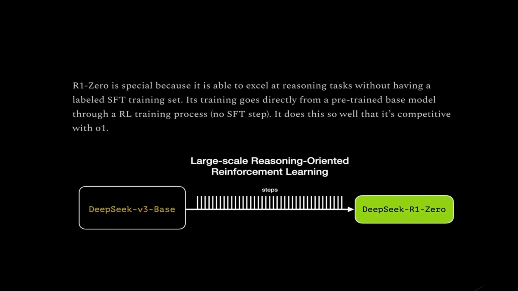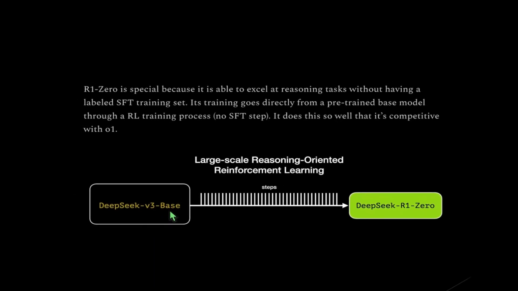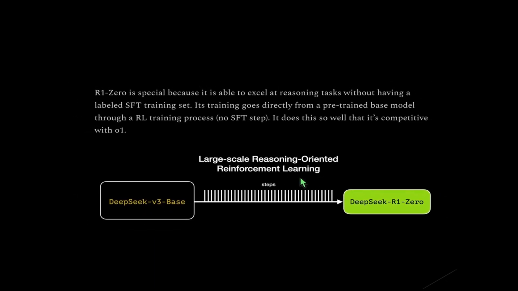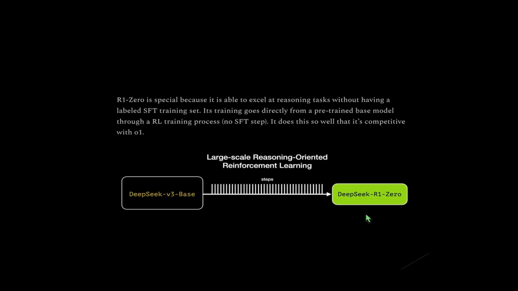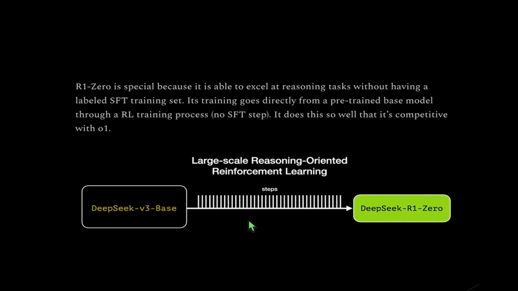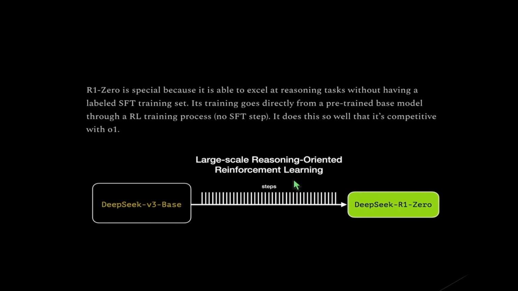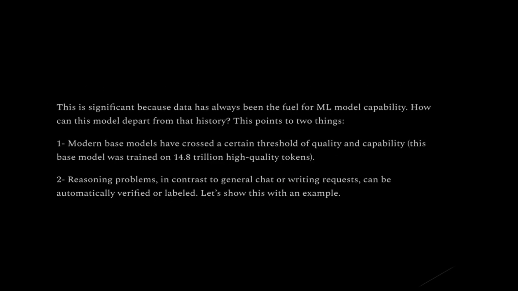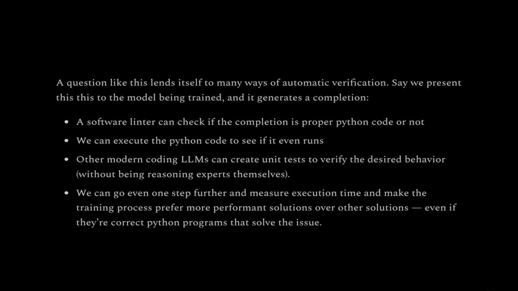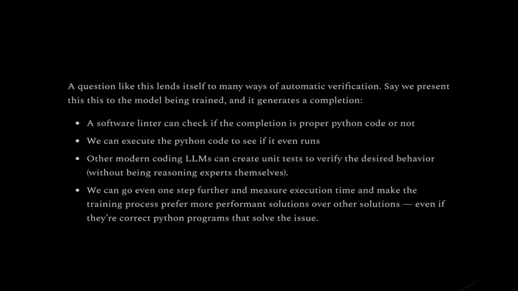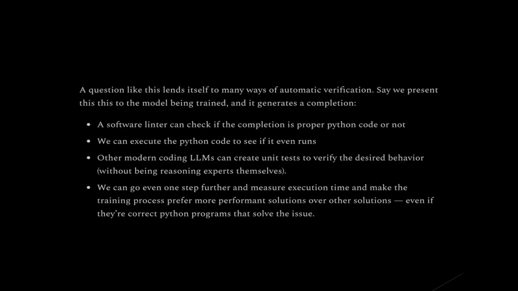Now let's understand how DeepSeek R1 Zero was developed. The process began with the DeepSeek V3 base model, which was then trained using large-scale reasoning-oriented reinforcement learning. This training approach ultimately produced the DeepSeek R1 Zero model. To understand what large-scale reasoning reinforcement learning means, let's look at a simple example.